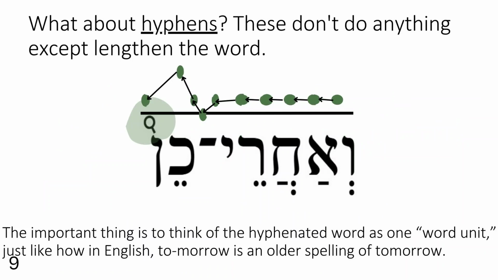Then what about hyphens? These don't do anything except lengthen the word. Think of it as one word unit, but with an extra punctuation mark, just making it a bit longer. Just like in English, how the word tomorrow, for instance, used to be spelled T-O hyphen and then morrow. So we have Ve'acharechein, just like we saw earlier.